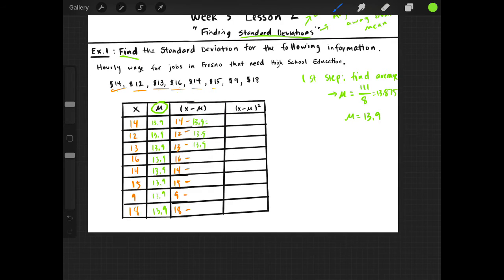This is why I'm saying we're doing the same thing over and over. The reason we're doing this subtraction is that we're trying to find the average distance away from the mean. So the first thing is, what's the distance away from the mean for all of these pieces of data? We're finding the actual distance. So now you go through with your calculator and do 14 minus 13.9, which is 0.1.